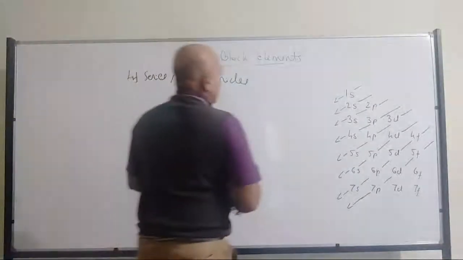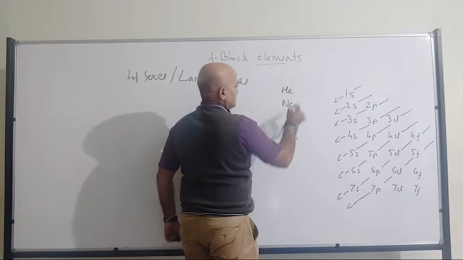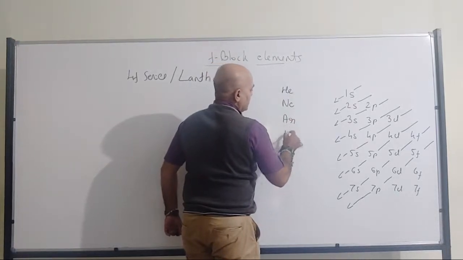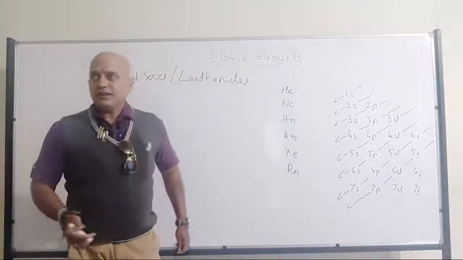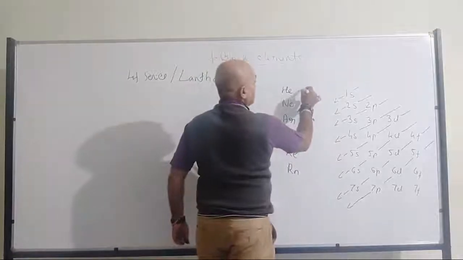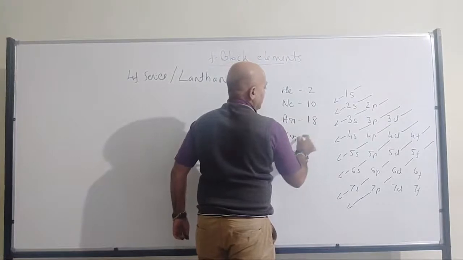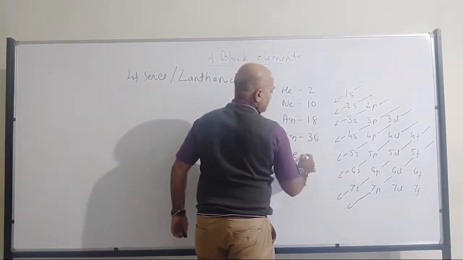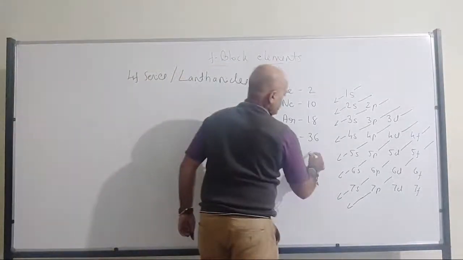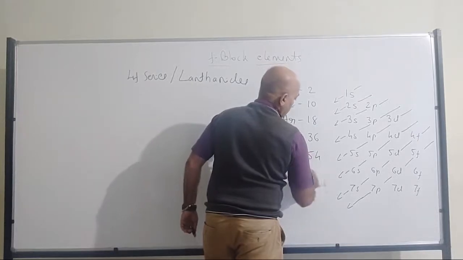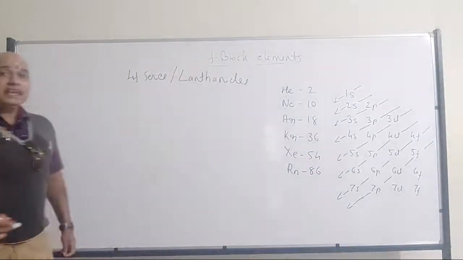Before going for that, as usual, first we will write the inert gases: helium, neon, argon, krypton, xenon, and radon, to write the electronic configuration. Helium will be atomic number 2, here it will be 10, here 18, here 36. Now 36 plus 18, how much will it be? 54. Then 32 more, that means 86. So that's where we have the inert gases.